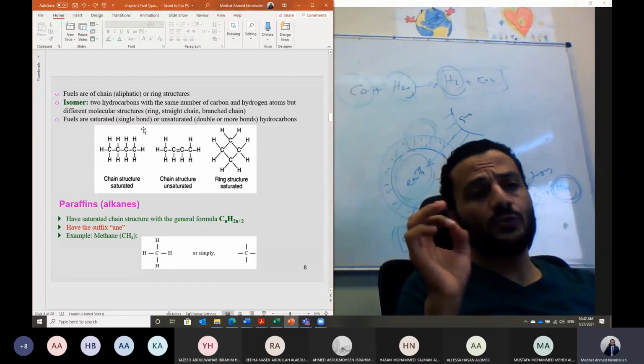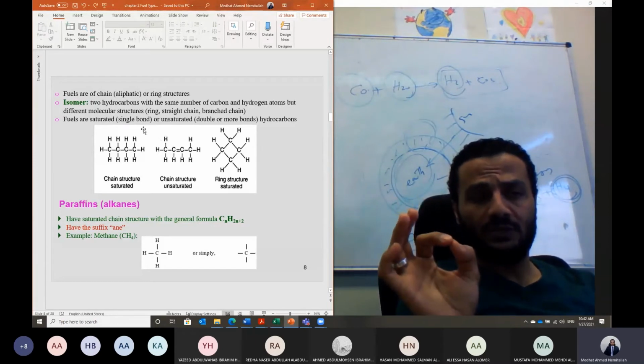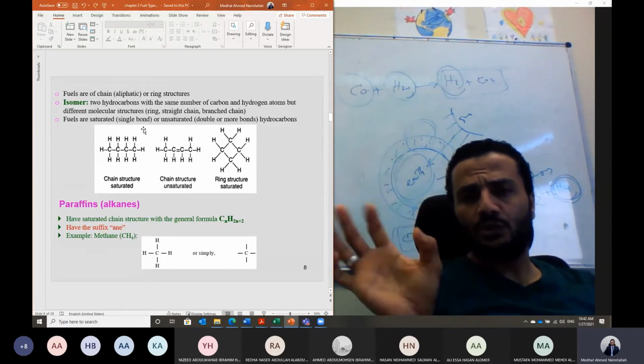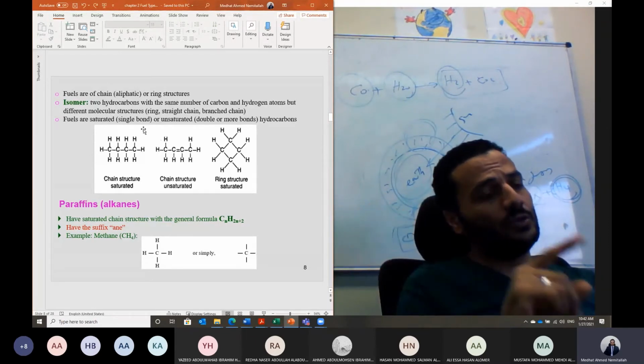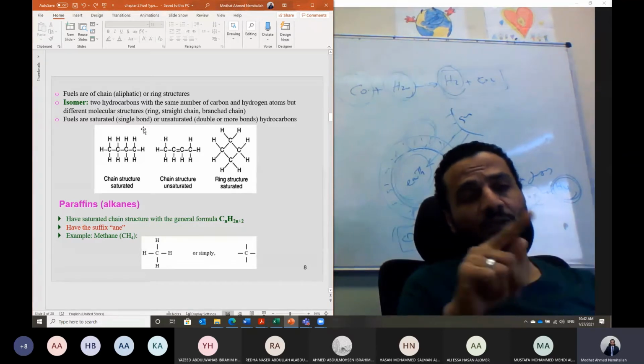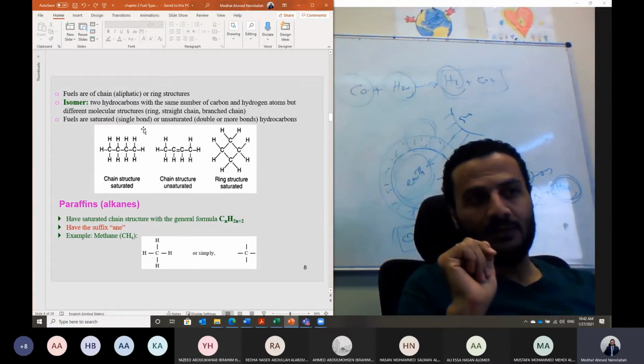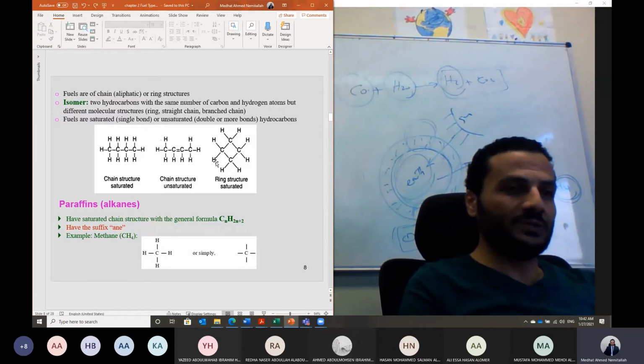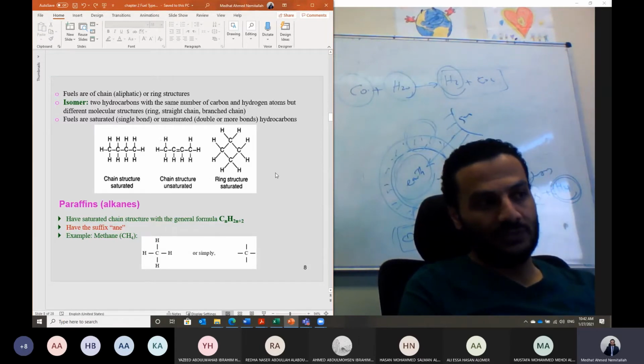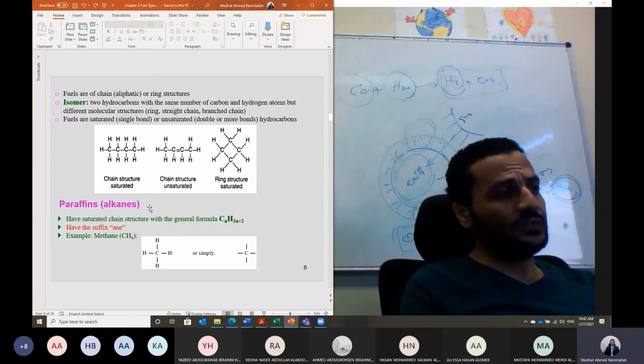Like when we say isooctane. Isooctane is octane, C8H18, but it is not a chain structure. It has a different structure. Okay, but different structure will result in different combustion properties. Okay, the families of the fuel, are you aware about the families of the fuel?